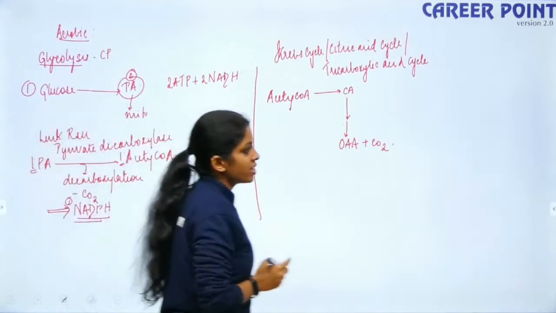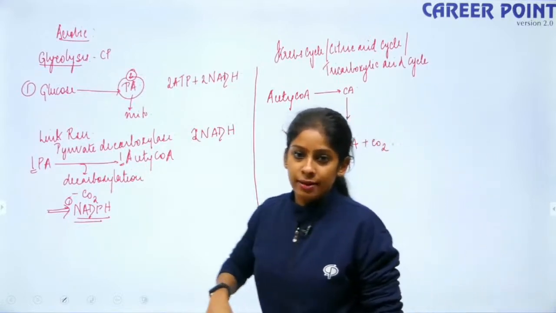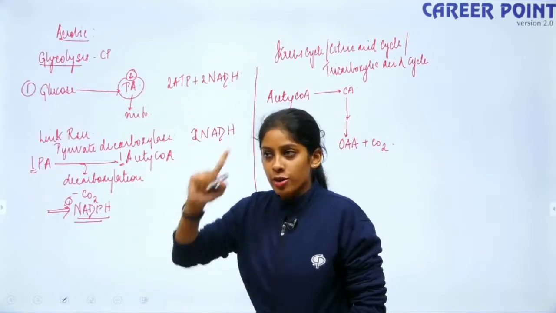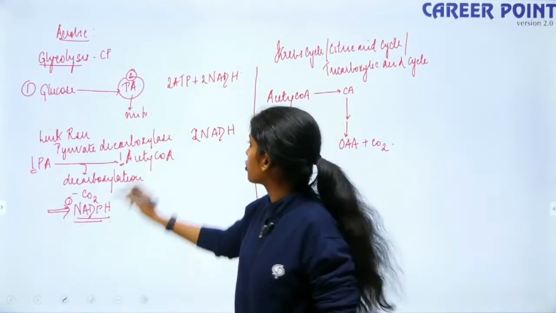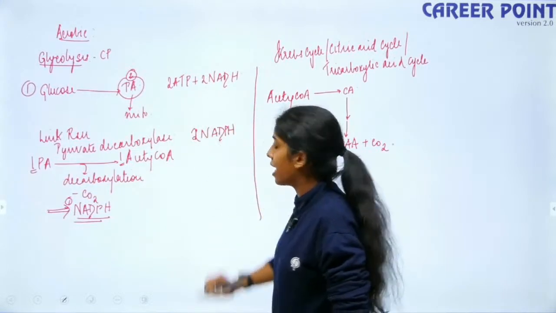Fine. So in your citric acid cycle, what is the turnover? Okay. Yes. So in link reaction, for one pyruvate molecule, 1 NADH. So since I have 2 pyruvate molecules, I have 2 NADH.